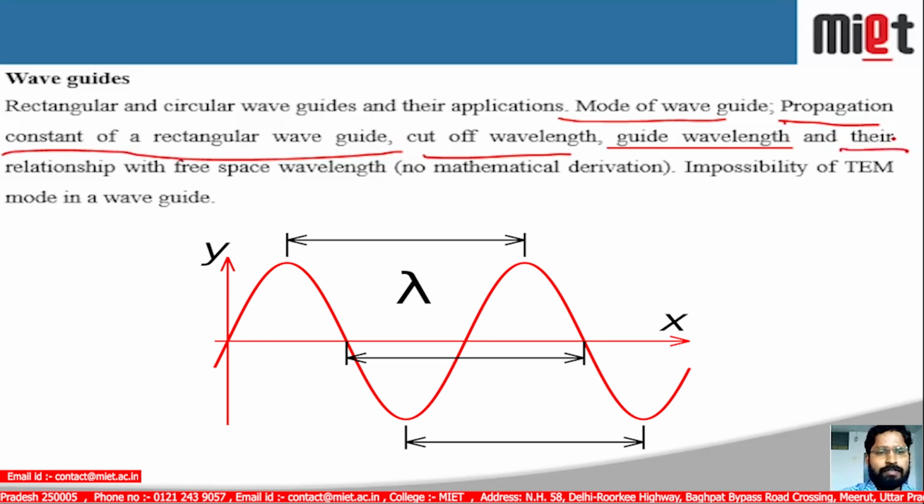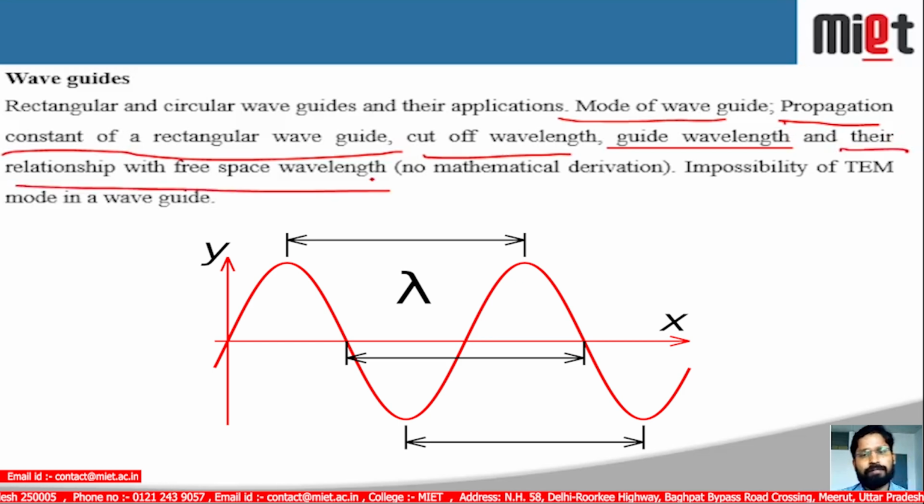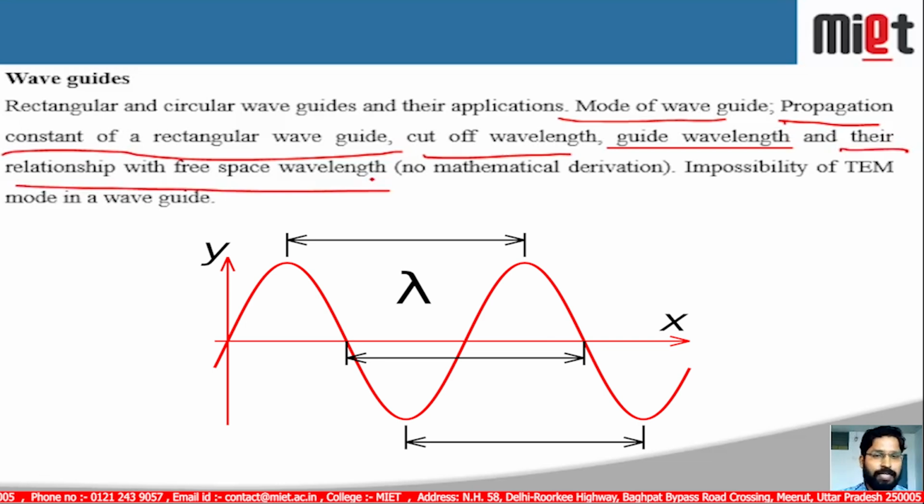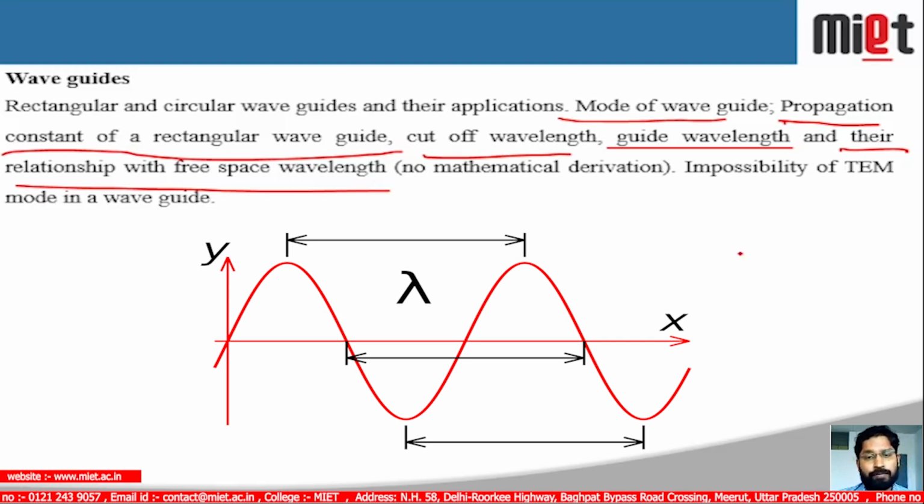And after that, we discuss the relationship between the three wavelengths: cutoff wavelength, guided wavelength, and free space wavelength. There are three types of wavelength that we discuss for the waveguide. And there are different types of propagation modes in the waveguide: the TE mode, TM mode, and TEM mode.